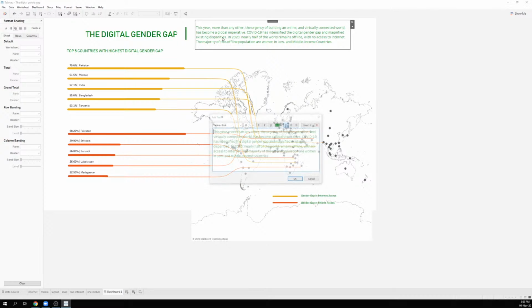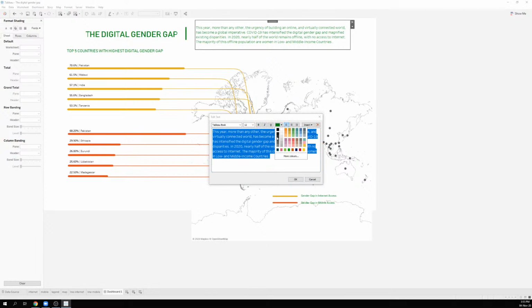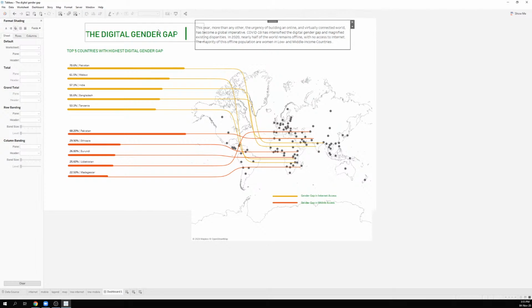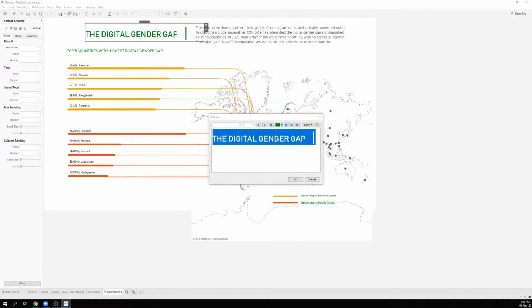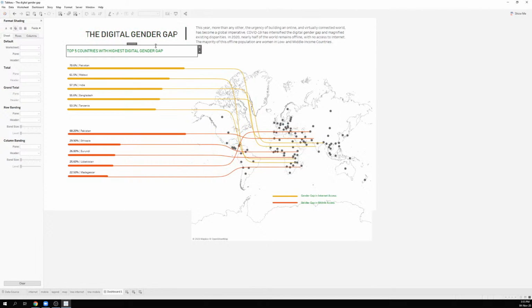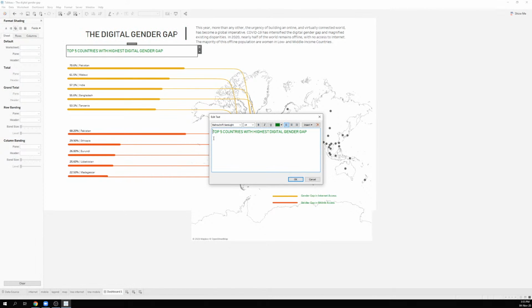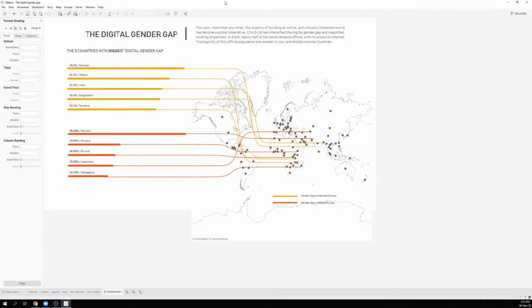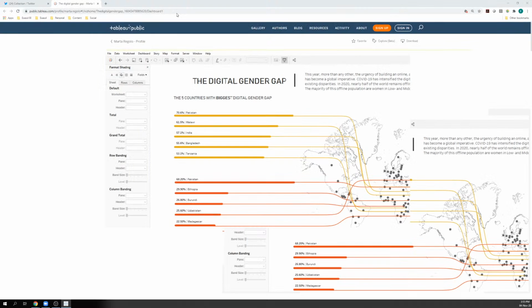so, and now we're going to make this text black, or just slightly off black. And I'm just going to, instead of saying top 5, I'm just going to say the 5 countries with the biggest, and let's make that bold, digital gender gap. And we're also going to make that legend slightly off black. Okay, so let's see what that looks like.